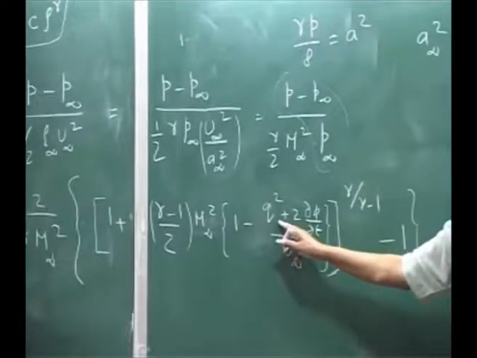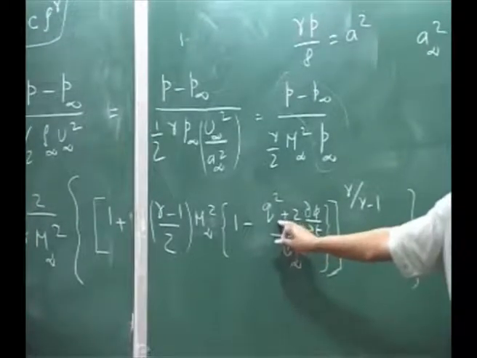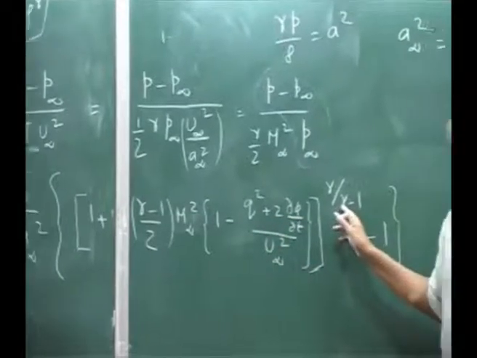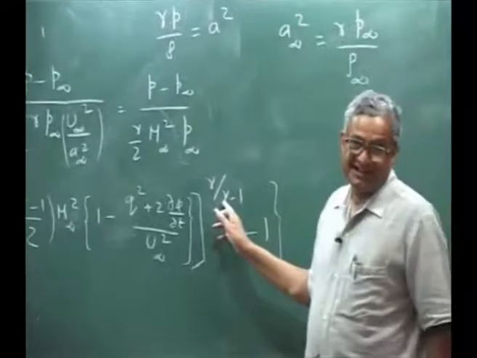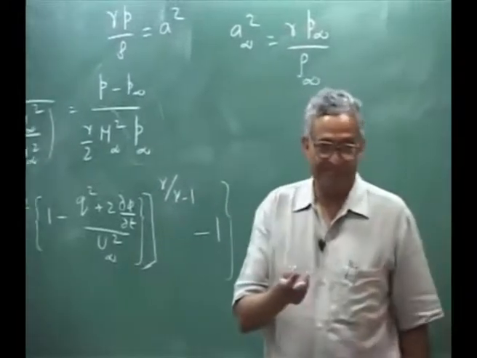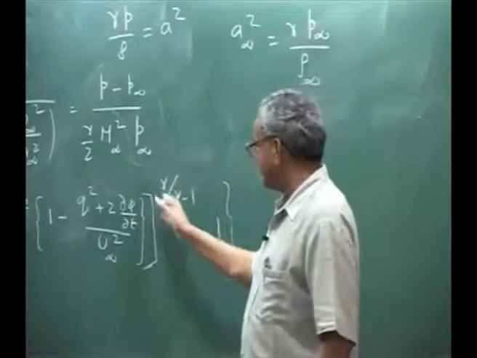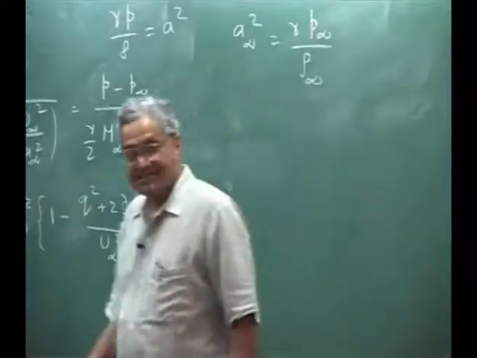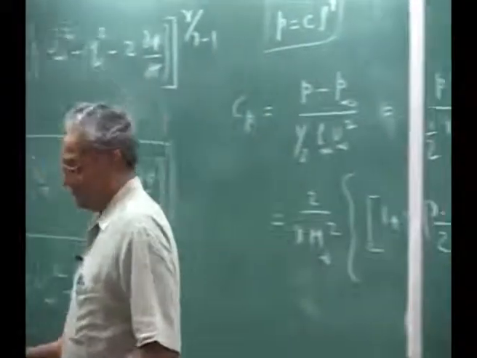Why we write all these expressions is because finally we may say these are very small numbers. Q infinity is that the change is very small. Then you can do by binomial expansion and retain only the first term, instead of taking to the whole power gamma over gamma minus 1. And these are the approximations that are made. Okay.